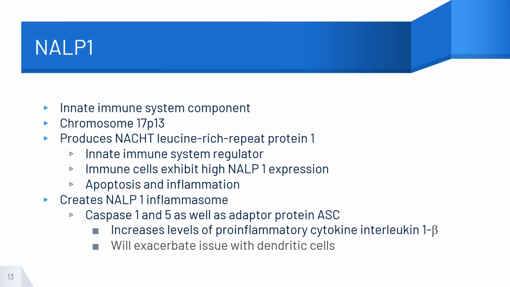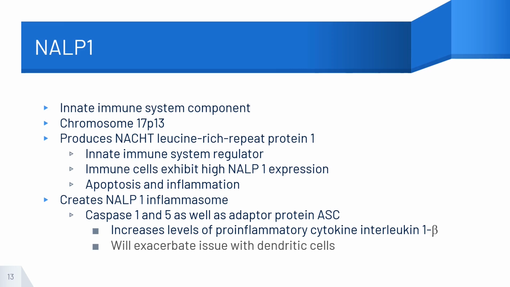NALP1 is also an innate immune system component, and it's found on the short arm of chromosome 17. And it's going to produce what is known as NACHT leucine-rich repeat protein 1. And this is found to be an innate immune system regulator, and it is found higher in immune cells as compared to other cells found throughout the body. And what this does is it produces inflammation and apoptosis in the cells where it is secreted near. Another thing it does is create the NALP1 inflammasome, and this is built by caspase 1 and 5 as well as the adaptor protein ASC.